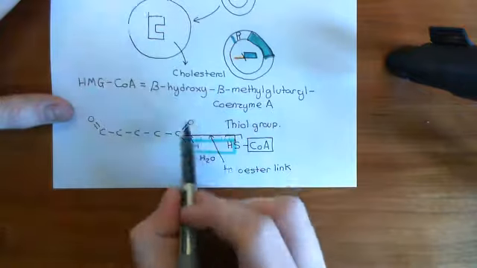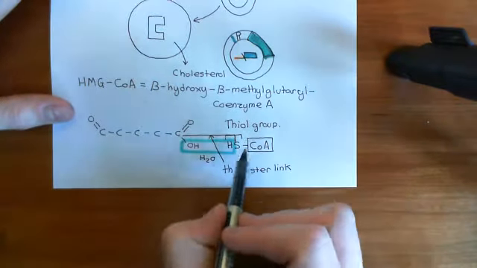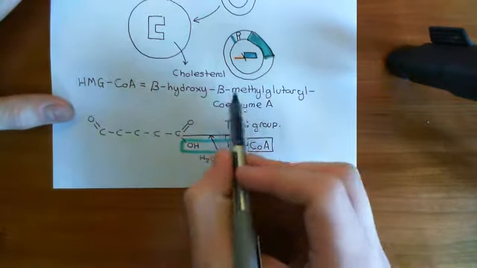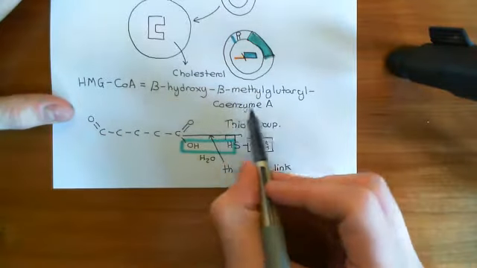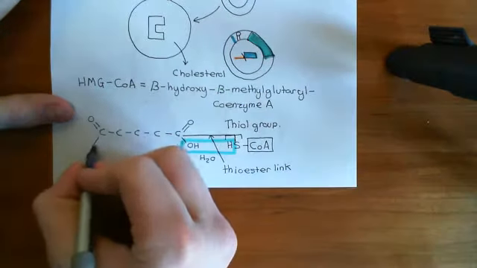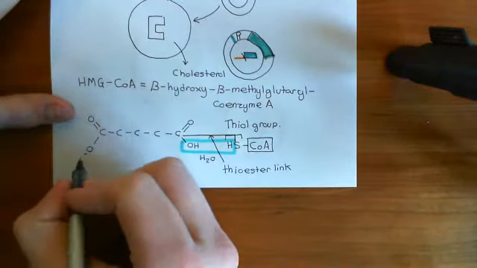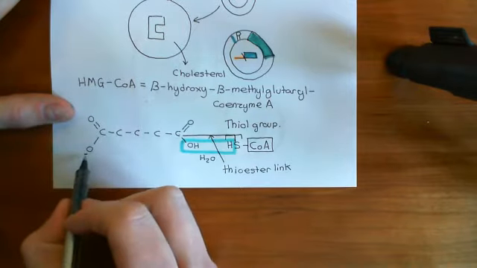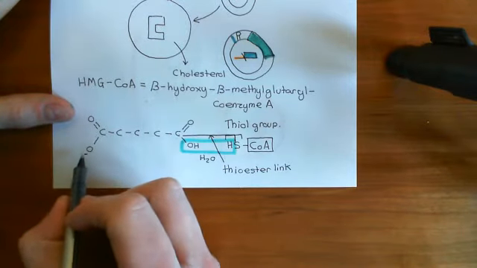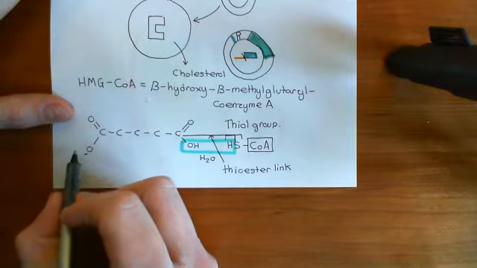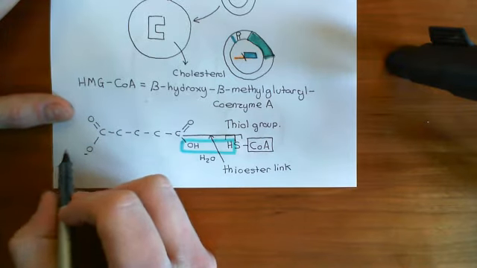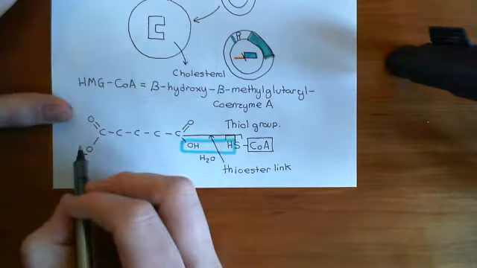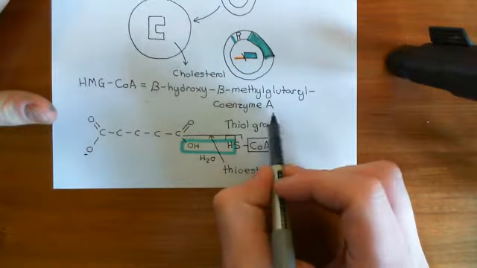Okay, so one of these carboxylic acid groups will be involved in this thioester link to coenzyme A. That's the glutaryl coenzyme A. The other one, generally under physiological pH, will have lost its proton, so it will be present just as an oxygen with a negative charge rather than the entire alcohol group here. Now, that's the glutaryl coenzyme A handled.